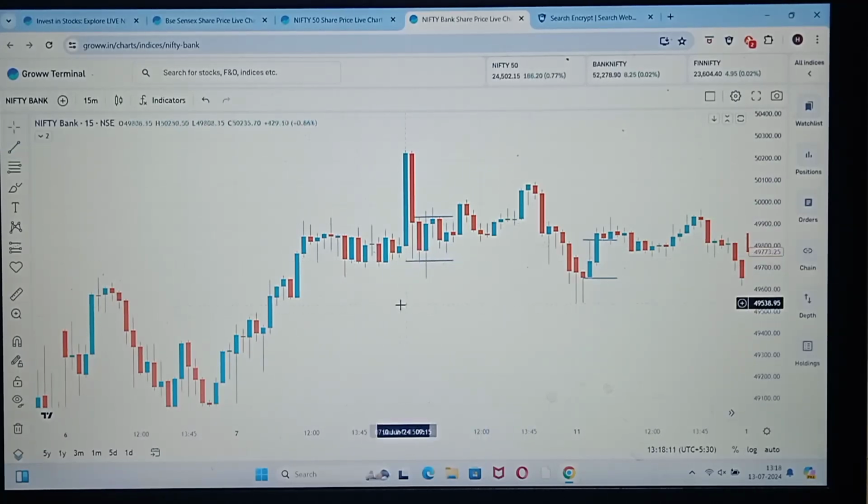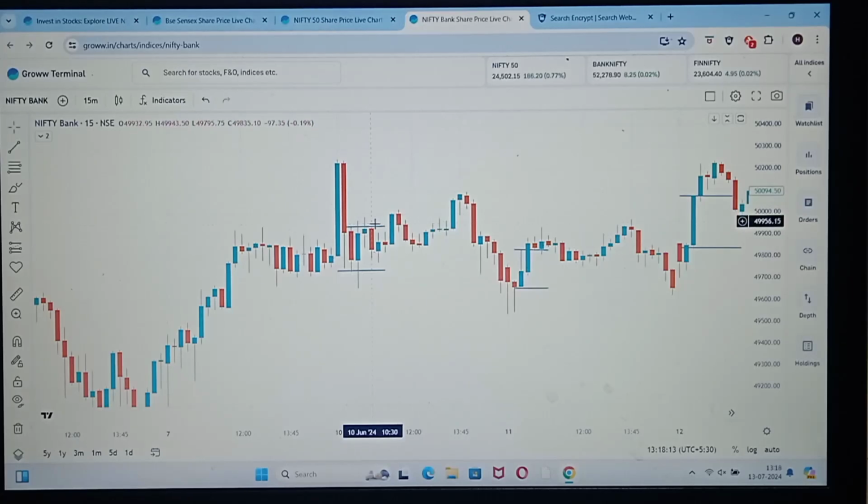We are marking the high and low. You can easily see we got a trade here at around 10:15 AM.